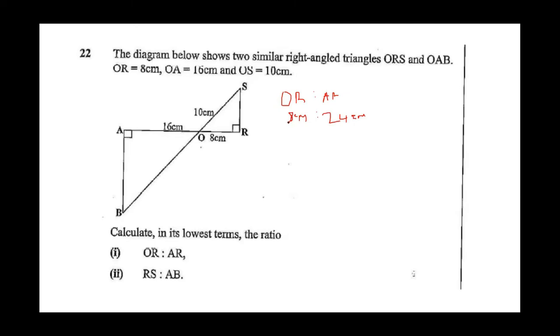So 8 in here is 1, so it will be 1 centimeter. Then 8 in here is 3. So 1 centimeter to 3 centimeters. That is the simplest ratio.